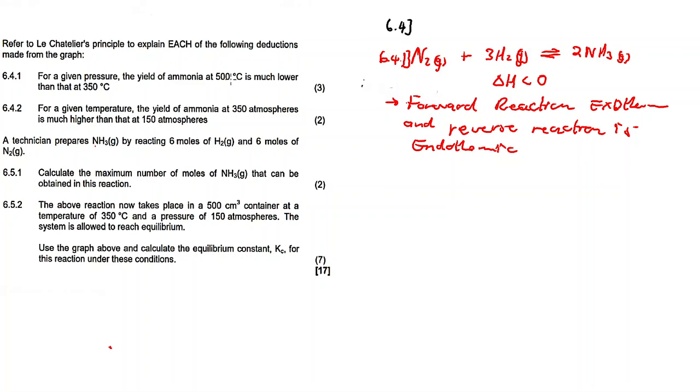6.4.1. So at 500 degrees Celsius, there's going to be a lower yield because an increase in temperature favors the reverse reaction, which is the endothermic reaction. And according to Le Chatelier's principle, what happens? Equilibrium will always counteract the change. In this case, it's an increase or a higher temperature. The equilibrium will look to decrease the temperature by favoring the endothermic reaction. Right, so you write it in your own words, that is the answer for this question.